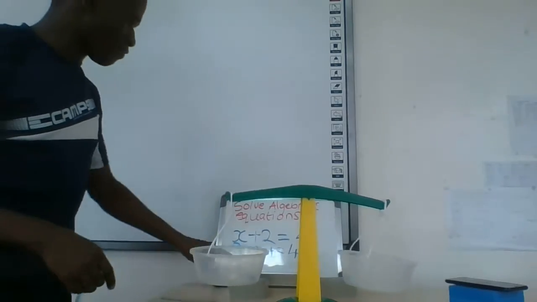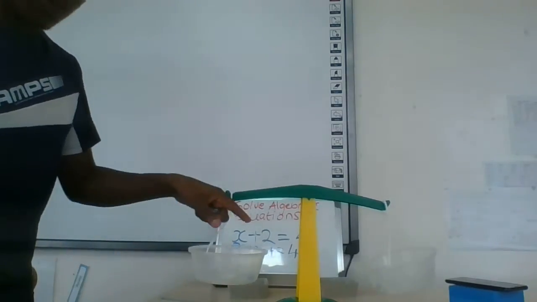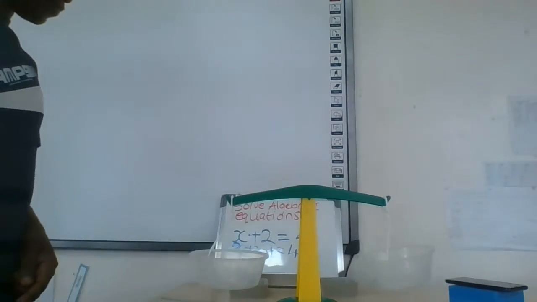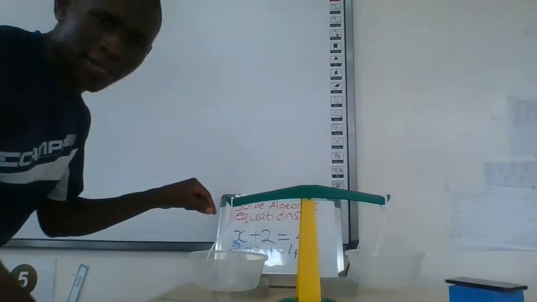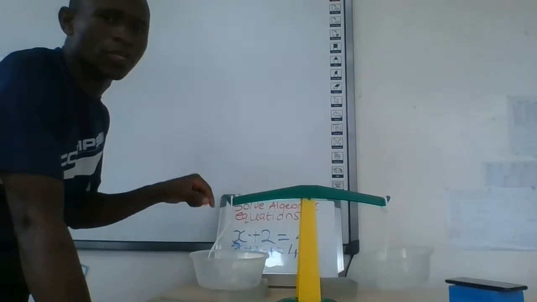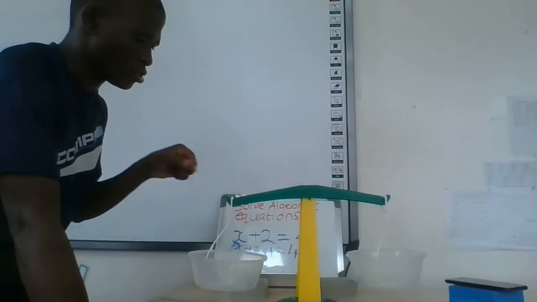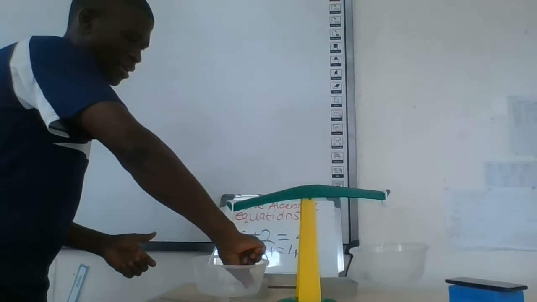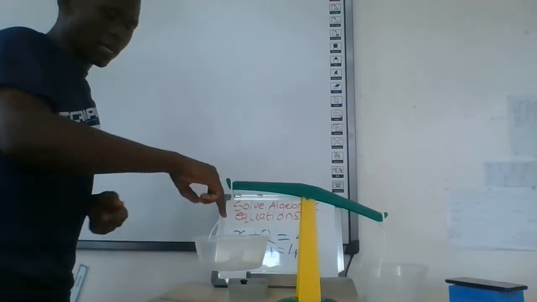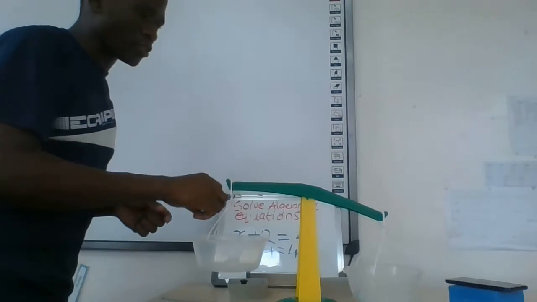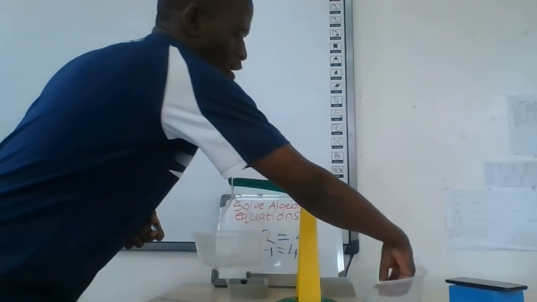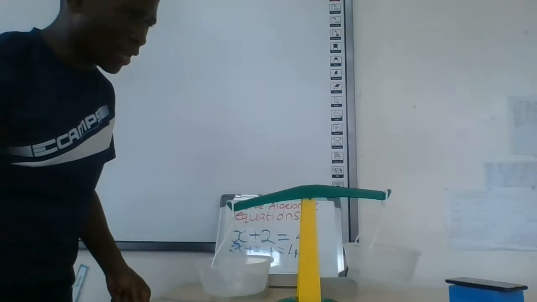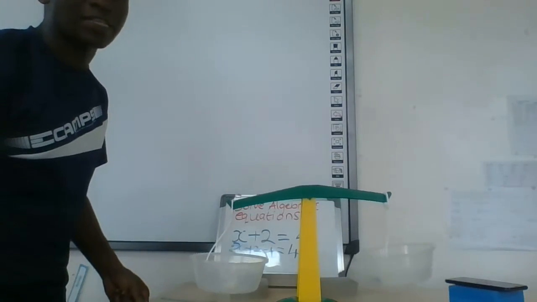Then I still have x plus 1 is equal to 3. And I need only x, which is the unknown object, on this side. So I'll keep on taking away one marble from this side so that I can remain with the object only, and I take away one marble from the other side. Then I check, is it balancing? Yes, it is balancing.